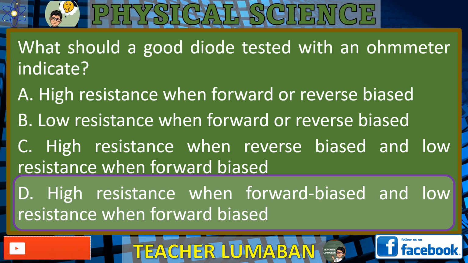When the diode is reverse biased, meaning the positive terminal of the ohmmeter is connected to the diode's cathode, negative terminal, and the negative terminal of the ohmmeter is connected to the diode's anode, positive terminal, a good diode should exhibit high resistance. This is because the diode is designed to block current flow in the reverse direction.